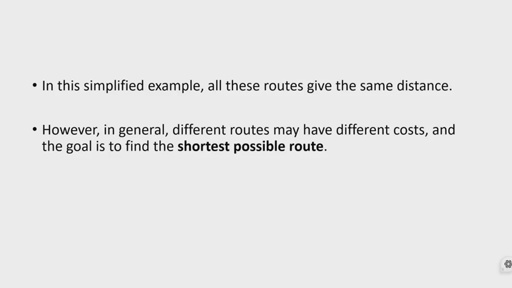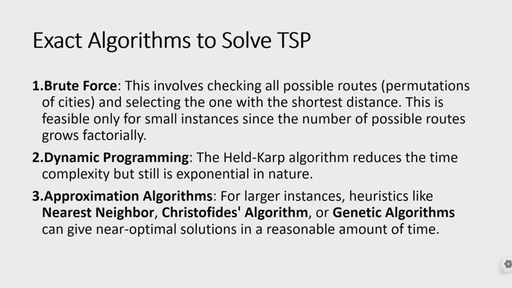In this simplified example, all these routes give the same distance. However, in general, different routes may have different costs, and the goal is to find the shortest possible route. The main goal is to find the shortest possible route by analyzing the minimum cost and the distance. In this problem, every route has the same distance.